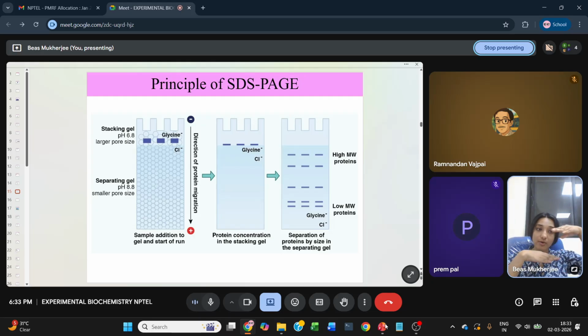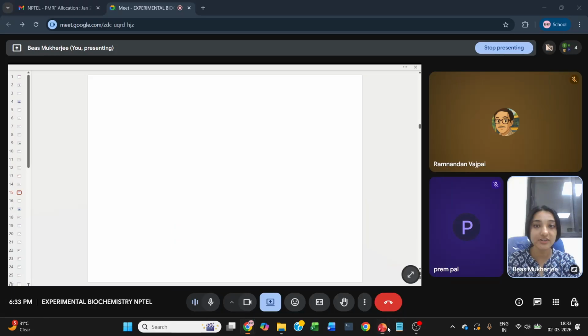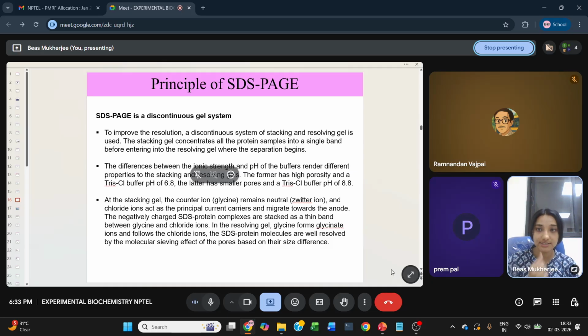Okay, so it was uniform migration of the proteins. But in the resolving gel, the proteins are migrating based upon their differences in size. Okay. Now we will look at all of this that we discussed in greater detail. So to improve the resolution, a discontinuous system of stacking and resolving is used.